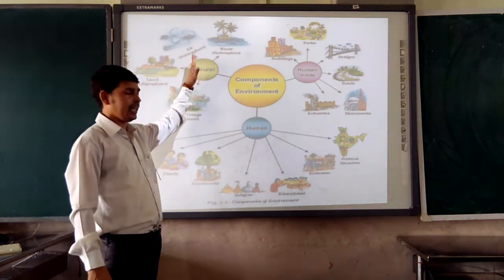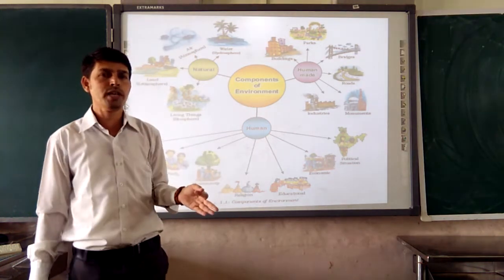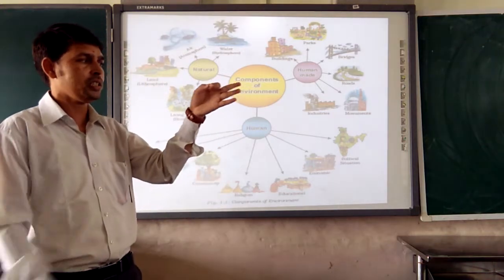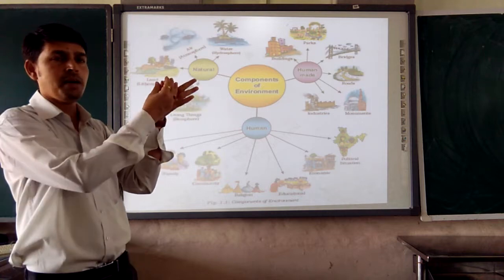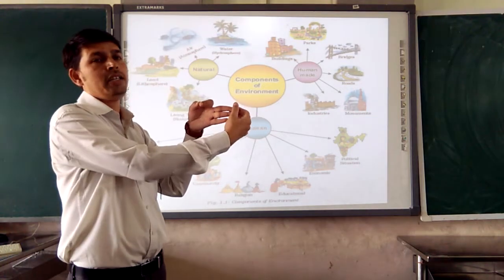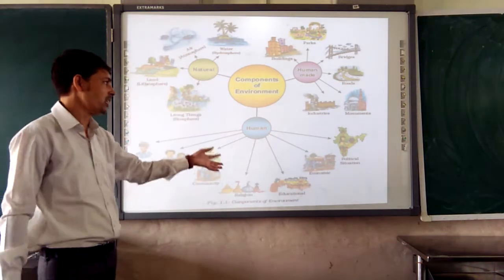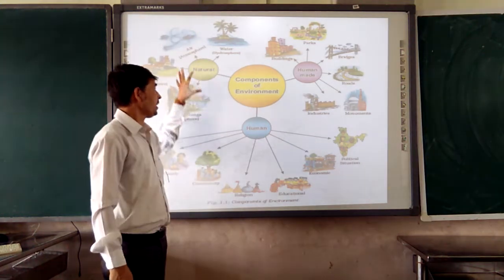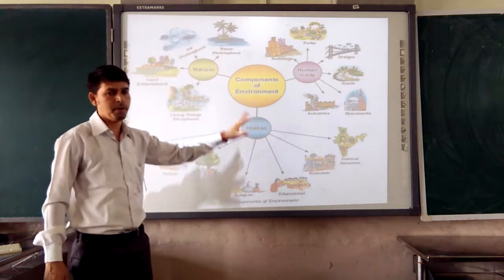So components are 3: natural, human made, and human. Again I will help you realize: see your palm and fingers, and close the 2 fingers and the ring finger. So this is the components of environment. First one is the natural, then human made and human. Like that you should always memorize the 3 components of environment. Each component we will discuss in detail in the upcoming slides.